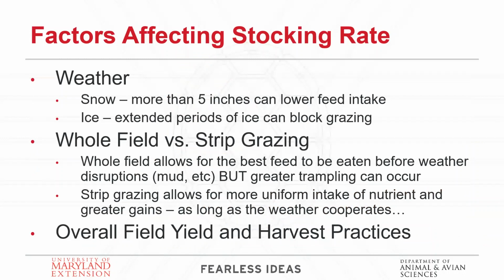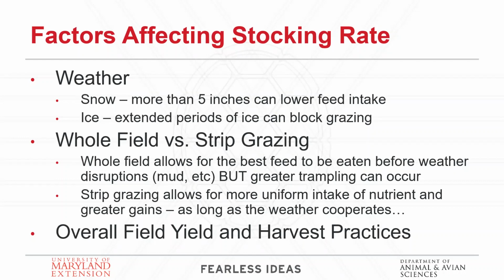There are some outside factors, though, that affect your stocking rate. Big one is weather. I know we don't get a lot of snow out here. Anything over 5 inches is definitely going to slow them down, and it's going to be harder for them to dig through. They're going to be discouraged from digging through it. So snow cover can be a problem. But more importantly, ice. Ice is a very big problem because ice can actually hold down the forage so they can't get to it.